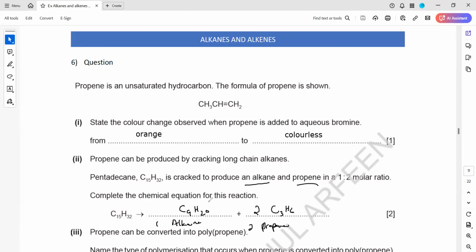And we have the 2 molecules of propene. So how do we complete this? We just count, the total is 15. Out of 15, 6 are used here, so the remaining is 9. And about the hydrogen, we have 32 hydrogen atoms. Out of 32, we use 12, so we are left with 20.